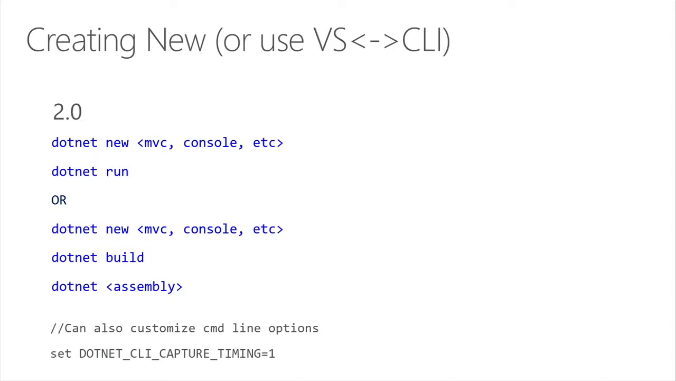If you have a particular use case, maybe you want to measure timings of the command line. You want to see how things are running. You can set parameters like this, .NET CLI capture timing. And you'll get percentages and times written out in the command line window for how things are running and compiling, how long the tool chain takes to run.